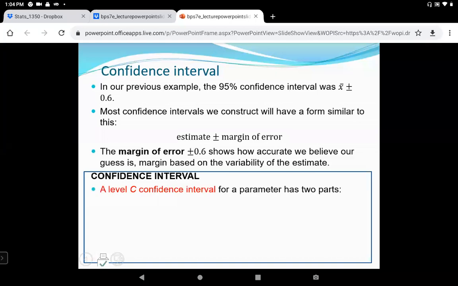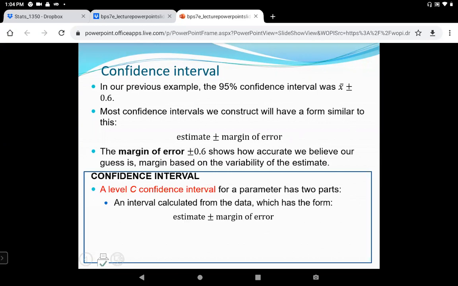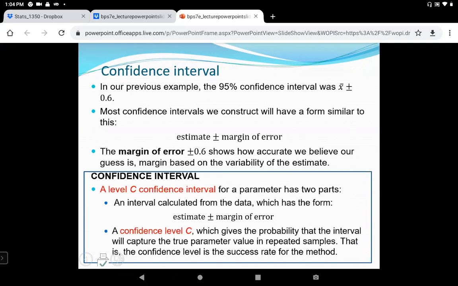Confidence interval. A level C confidence interval for a parameter has two parts. An interval calculated from the data, which has the form estimate plus or minus the margin of error, and a confidence level, which gives the probability that the interval will capture the true parameter value in repeated samples. That is, the confidence level is the success rate for the method. So 95% confident means 95% of the time, the interval from any sample we pull will capture the true value.